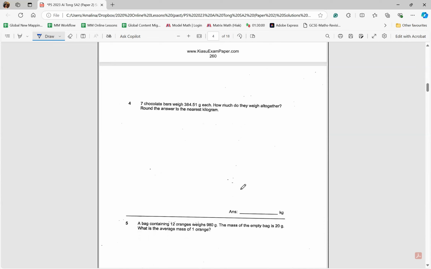Now, question number 4. 7 chocolate bars weigh 384.51 grams each. How much do they weigh altogether? Round the answer to the nearest kilogram. Nearest kilogram means the nearest whole number. Okay, so I'm going to take my 384.51 gram. I times by 7 first.